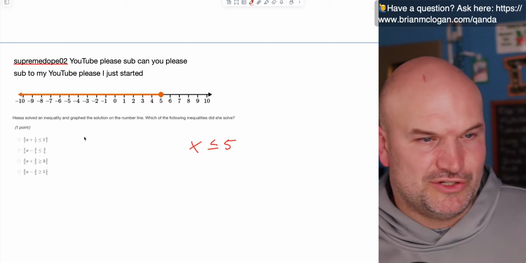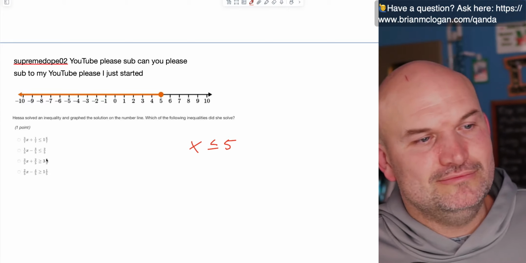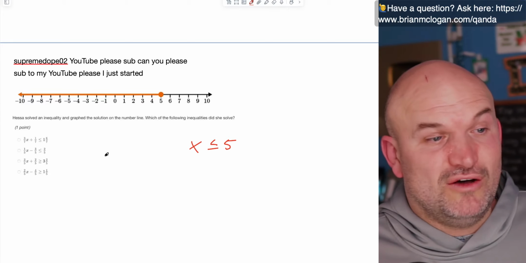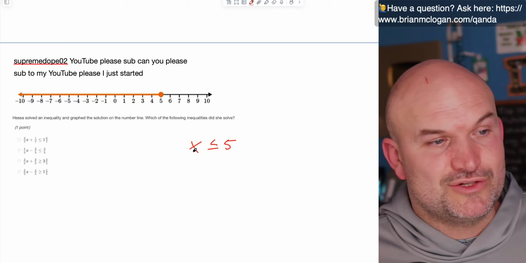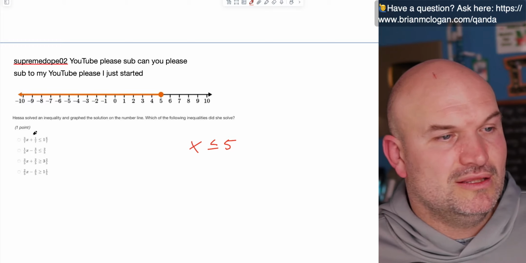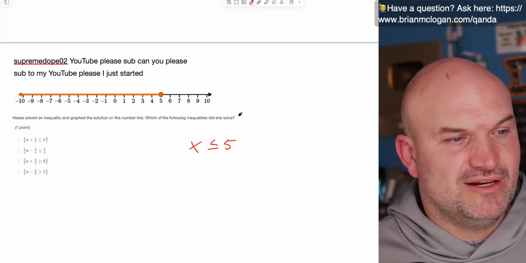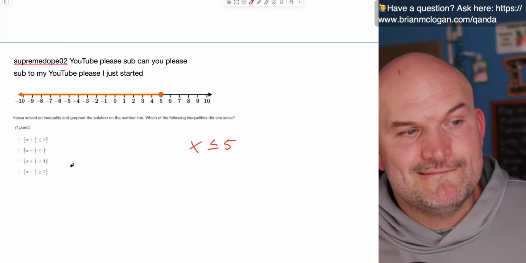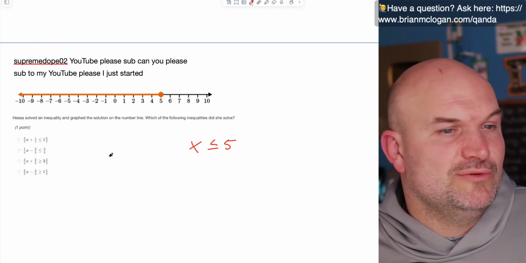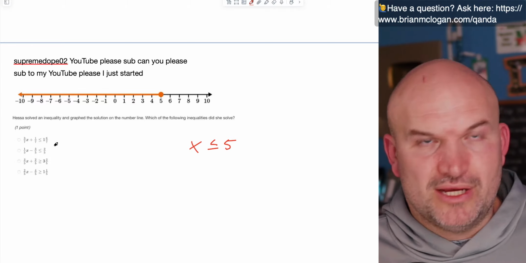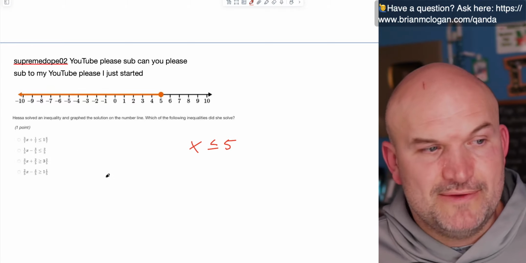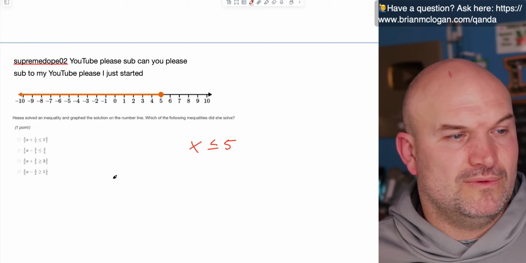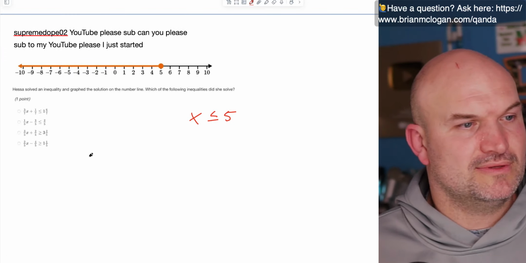So there's a couple of different ways you could do this. You could go ahead and solve each one of these inequalities and see which one is going to be x less than or equal to 5. Or you could plug in a 5 into each one of these and see which one of those is going to satisfy the inequality. I would assume that since we already know the answer, plugging them in is probably going to be the fastest way. So let's just try it that way.